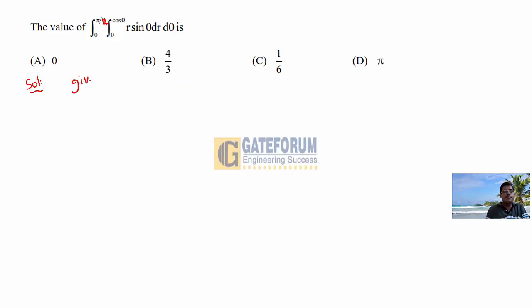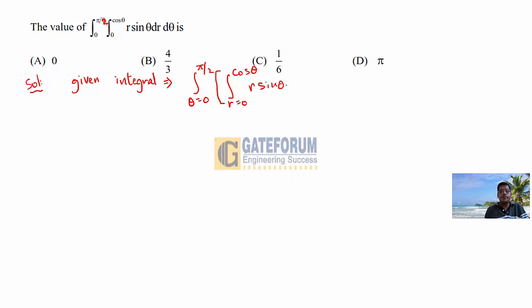So the given integral can be written as the double integral, theta is equal to 0 to pi by 2. And always integrate last with respect to the variable having constant limits. Automatically here, with respect to R first: integration inside, R is equal to 0 to cos theta, sin theta dr, integrating with respect to R first and then with respect to theta.